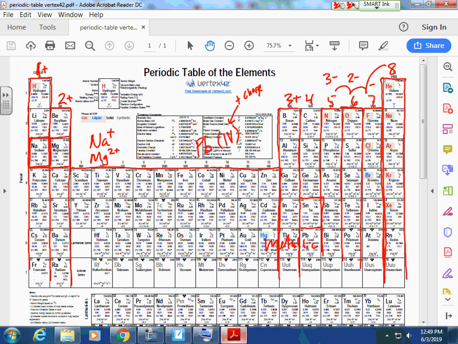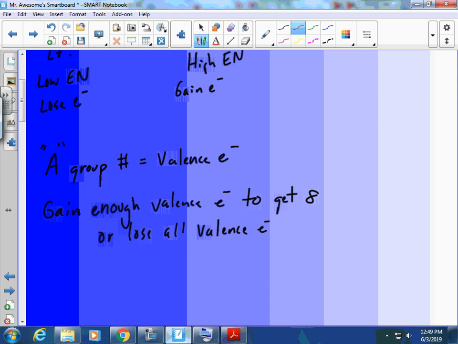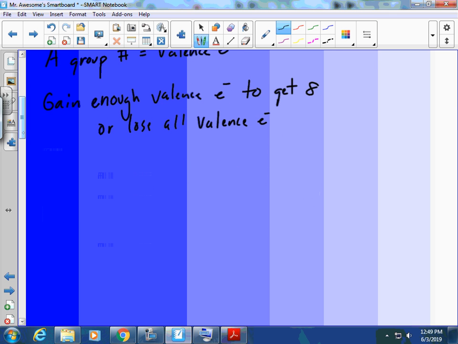You're going to be given some elements. I'm going to say write down the charge on each of these. About 10 of them. All right? Now, in dealing with writing compound names or writing formulas, I'll start with the naming.